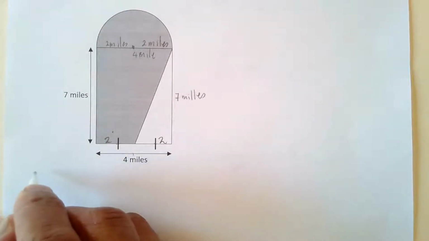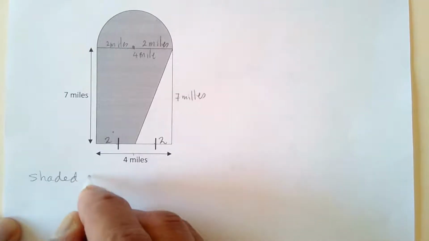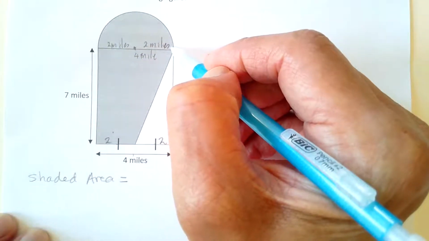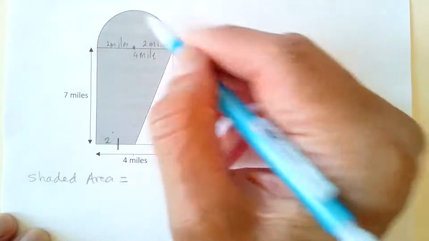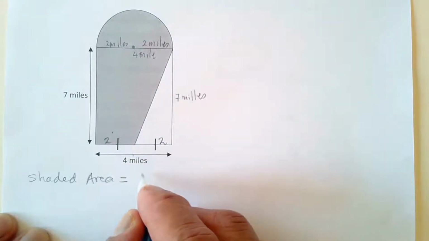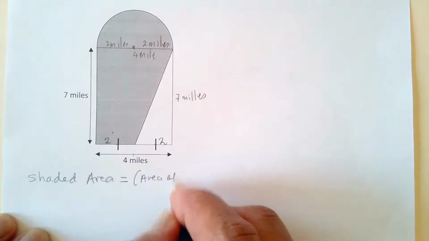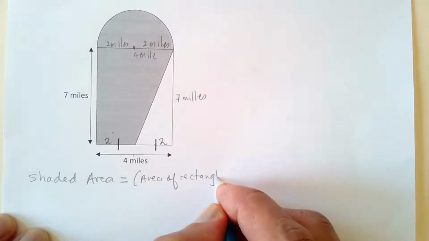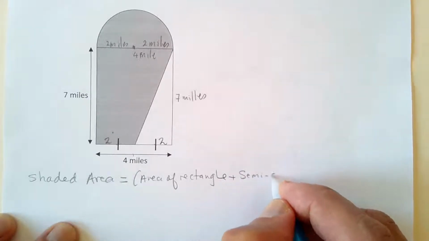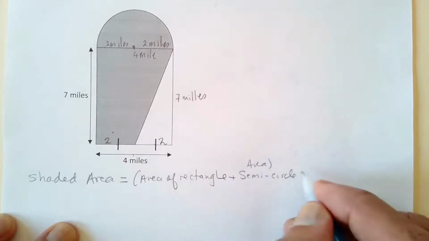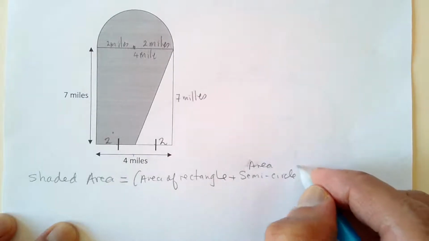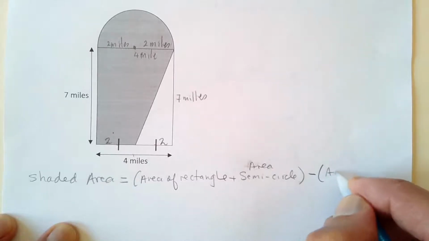We can conclude that the shaded area, that's what we want to find, is equal to the area of the rectangle plus the area of the semicircle, which is half of a circle, minus the area of the triangle. So we can say area of rectangle plus semicircle minus area of a triangle.